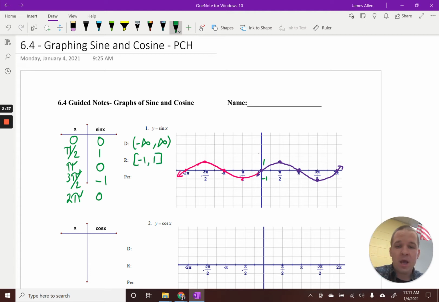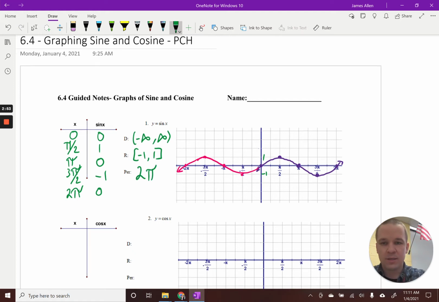All right. And then my period. Well, how often does it repeat? How frequently does it repeat? Well, that's the one section there. And in this case, we can look at the purple section there from 0 to 2 pi. So it takes 2 pi until it repeats. Awesome sauce. Let's go to cosine now.